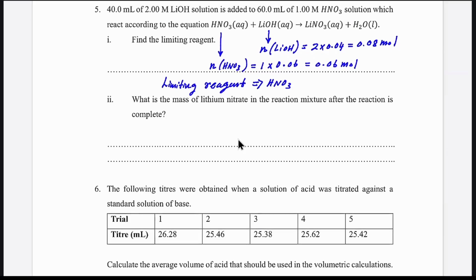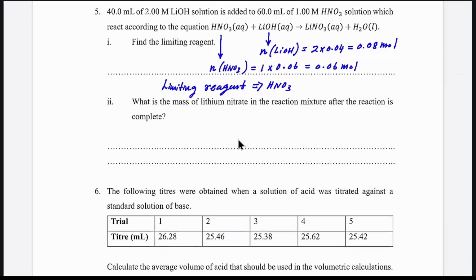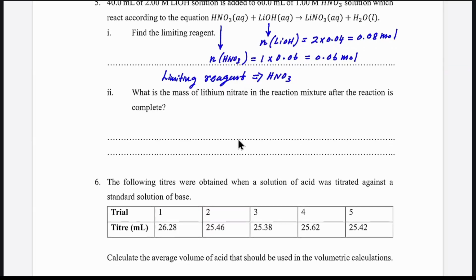Okay, so what is the mass of lithium nitrate in the reaction mixture after the reaction is complete? What is the mass of lithium nitrate? So tell me the number of moles of lithium nitrate now. 0.06.